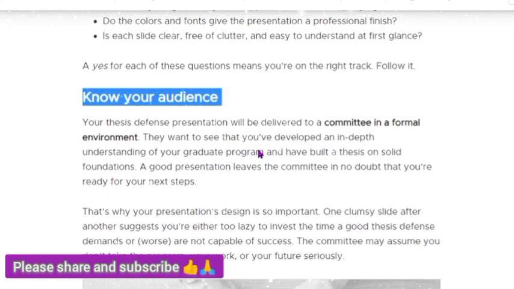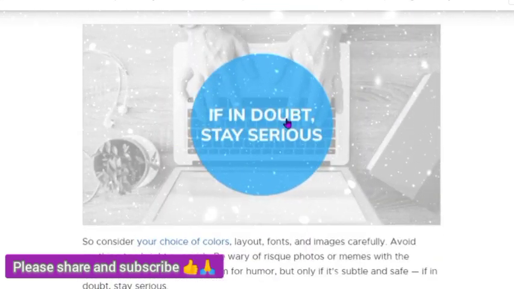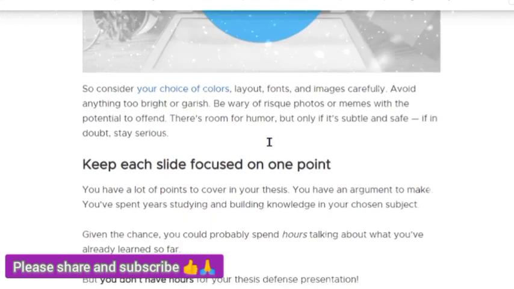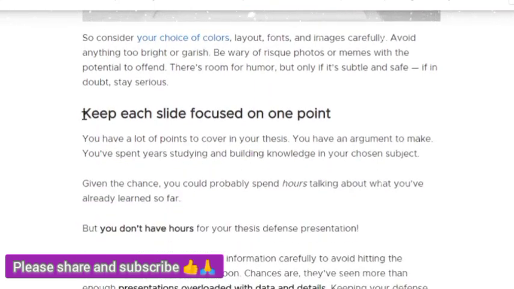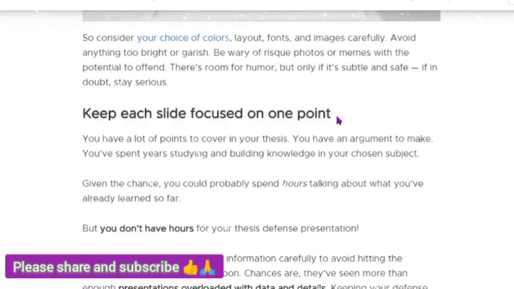You should be thorough with who is going to attend your Viva OC exam or Open Defense exam. You should know the background of who is going to ask questions to you, so that you remain prepared. Right? So if in doubt, stay serious. Whenever you feel you are not able to answer, you have to show that you are serious about answering the question. Keep each slide focused on one point. This is the biggest mistake most researchers make. They try to bombard the slide with too much information, which according to me is not at all needed.